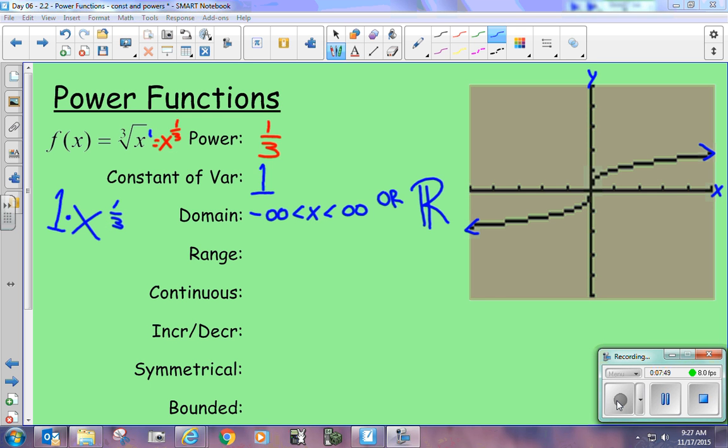It goes up forever. That goes up slowly forever, but it does go up forever. So if it goes up and down forever, all real numbers again. Is it continuous? Yes. How do we know it's continuous? Why?